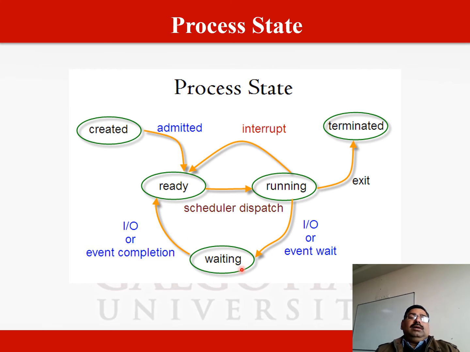Again, if the IO event is completed, the IO request is completed, then it will go to the ready queue, and from there, according to the scheduling algorithm by the job scheduler, it will be sent to the execution state. So this process will continue until all the processes have been executed.